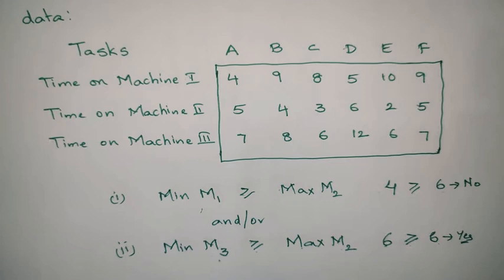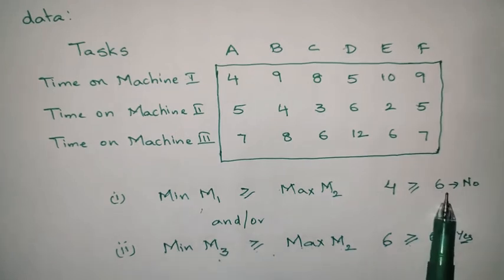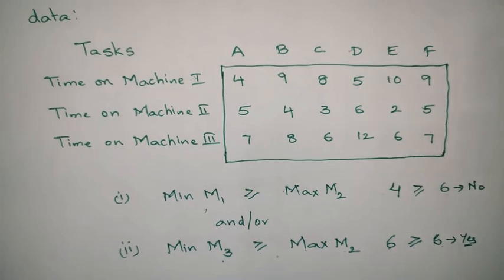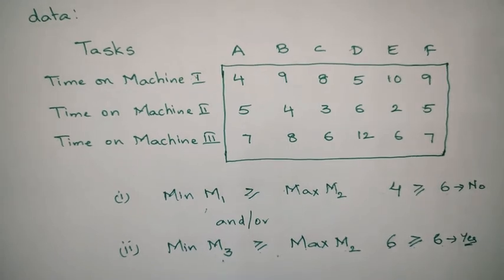What we said is that in these 2 conditions, either one condition or both should be satisfied. Here the first condition is not satisfied, but the second one is satisfied. So we can proceed with the conversion of the 3 machines problem into a 2 machines problem. Okay, so now the hurdle is over. Then how to convert a 3 machines problem into a 2 machines problem?